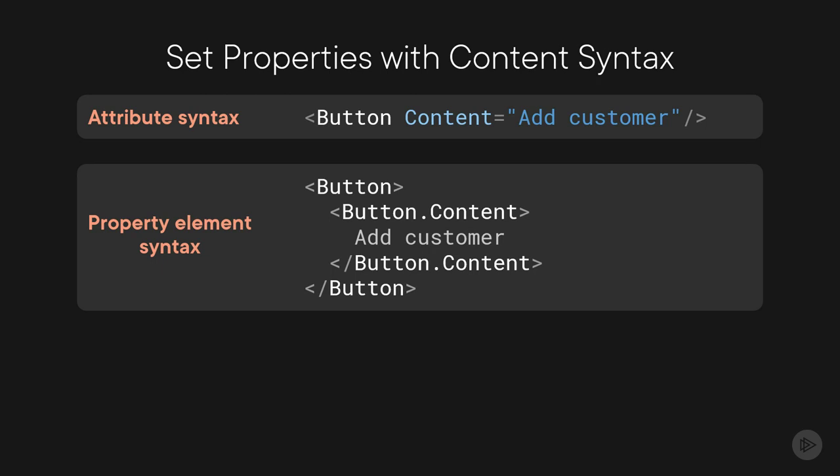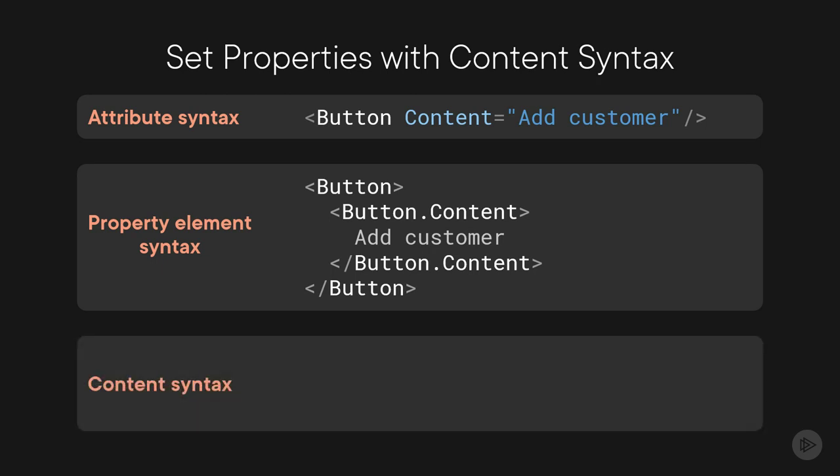The property element consists of the class name and the property name separated by a dot. Property element syntax allows you to assign complex objects to a property, because you can use again object elements inside of the property element. The syntax that I want to show you in this clip is the content syntax, that is also known as content property syntax. It means that you can place content directly inside of an object element. In this case, you place the text @customer directly inside of the button element.